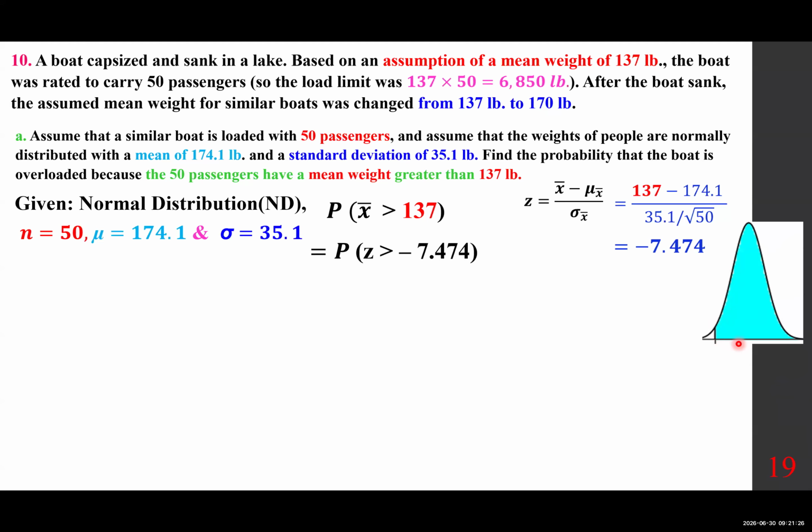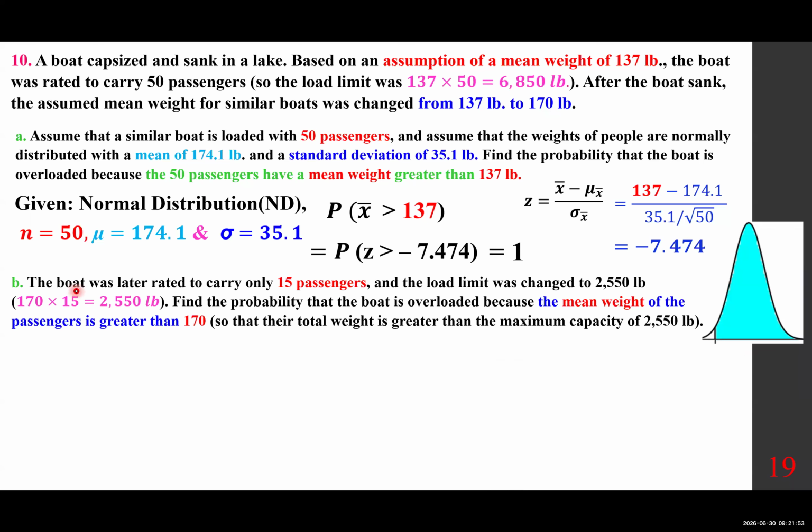As you know, if we go 3 standard deviations from the mean, 3 standard deviations to the left and right, we cover 99.7%. So this goes to infinity. And this one is more than 3 standard deviations over on the left, 7 standard deviations on the left, 7.47. So you can see that clearly it's about 100%. So that's bad.